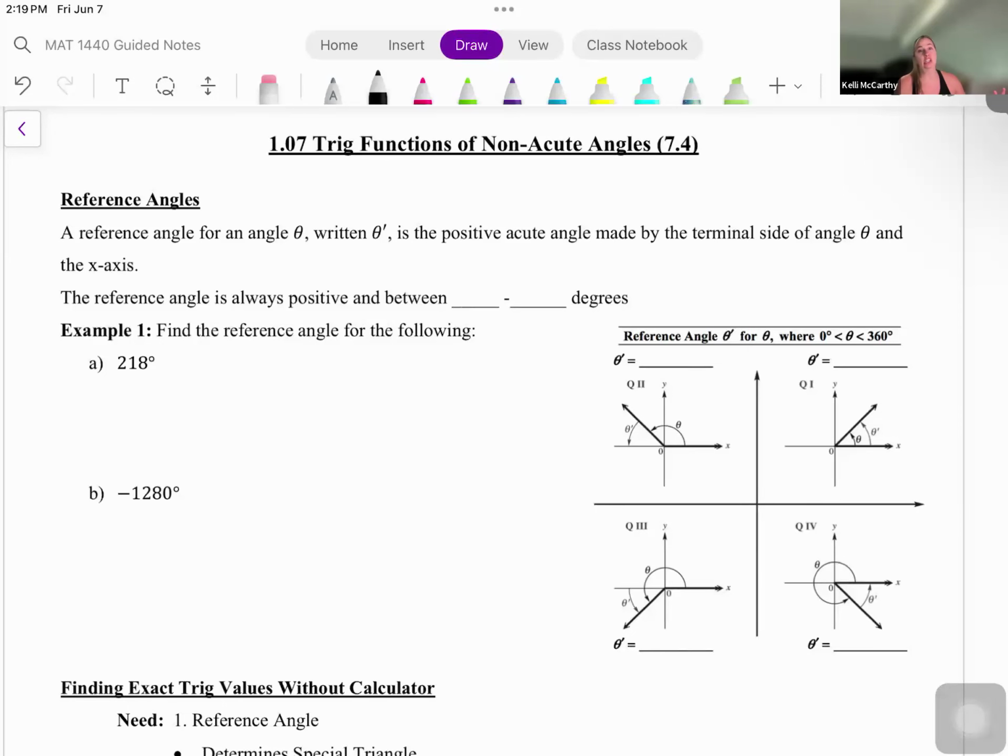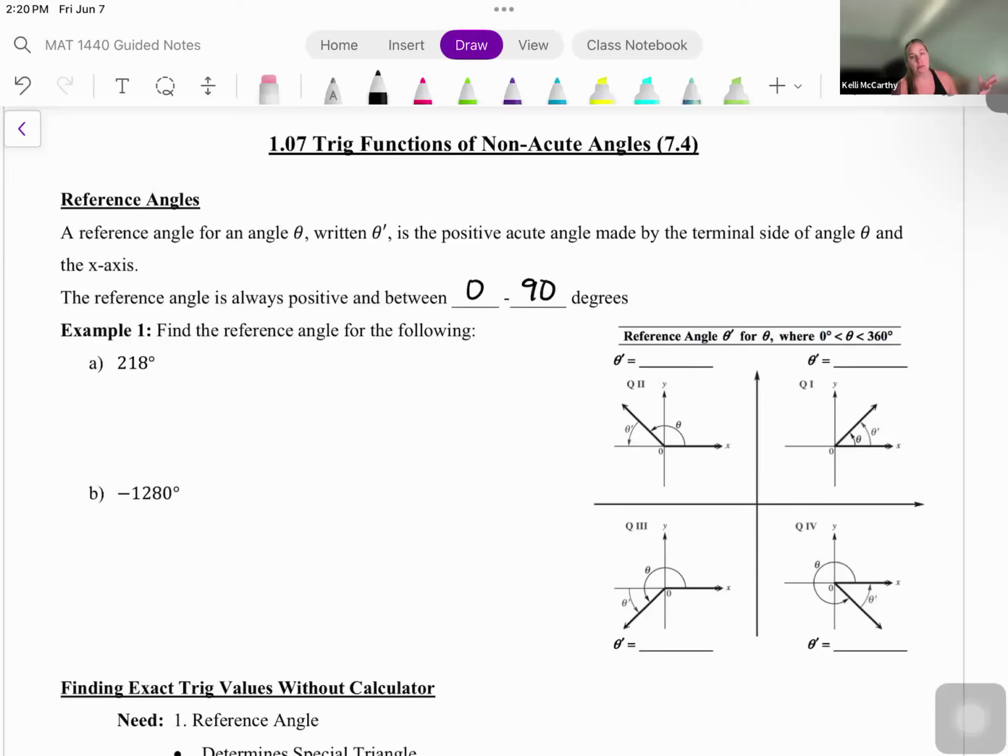In this video, we're going to look at evaluating trig functions for non-acute angles. When we're dealing with a non-acute angle, so an obtuse angle or even larger, we're going to use something called a reference angle. A reference angle for theta, written as theta prime, is a positive acute angle made by the terminal side of angle theta and the x-axis.